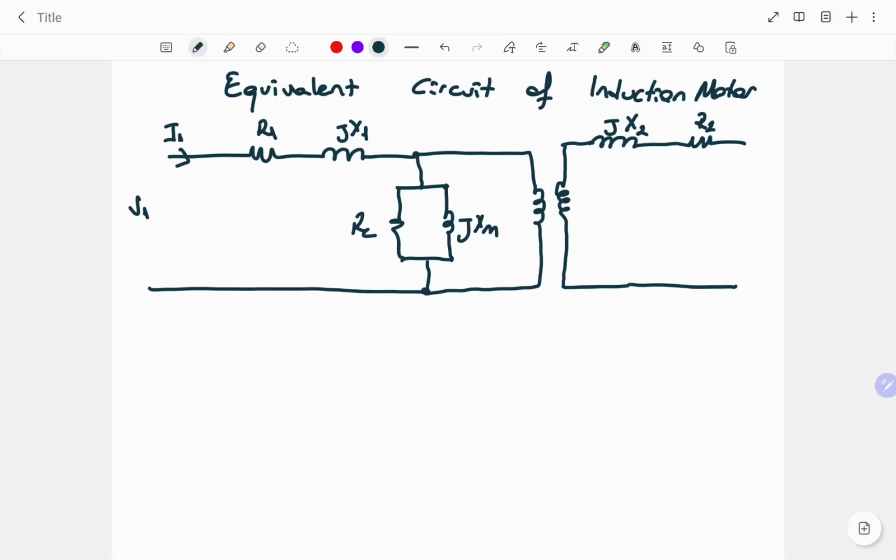Hello everyone, we will continue with the equivalent circuit model of the induction motor. So, you know the equivalent circuit on the screen. We have the transformer equivalent circuit and we will make some modifications to obtain the induction motor equivalent circuit. So, let's start with the short circuit cable of the output side.